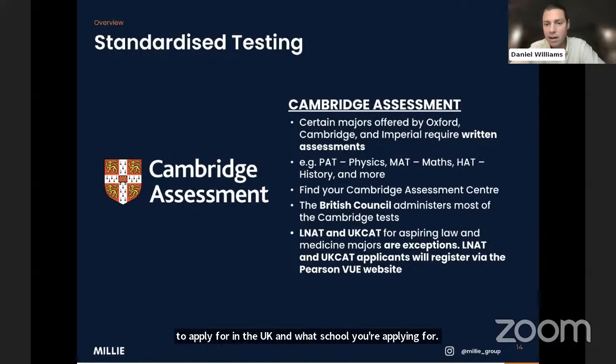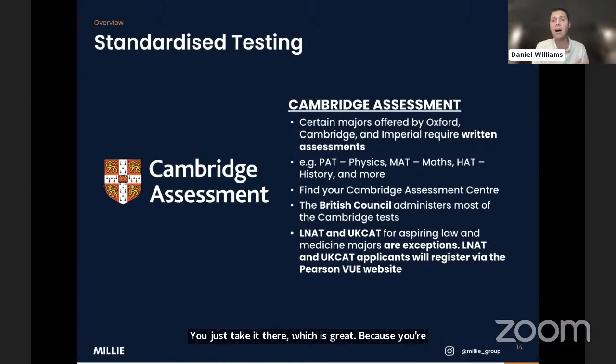How do you apply? How do you take these exams? The first thing you want to do is to find the Cambridge Assessment Center that is closest to you. If you're attending an international school and students typically apply to the UK, it's very likely that your high school will offer the Cambridge assessments. So that's the easiest thing. You speak to your school and they can go ahead and set that up for you. You just take it there, which is great because you're familiar with the location.